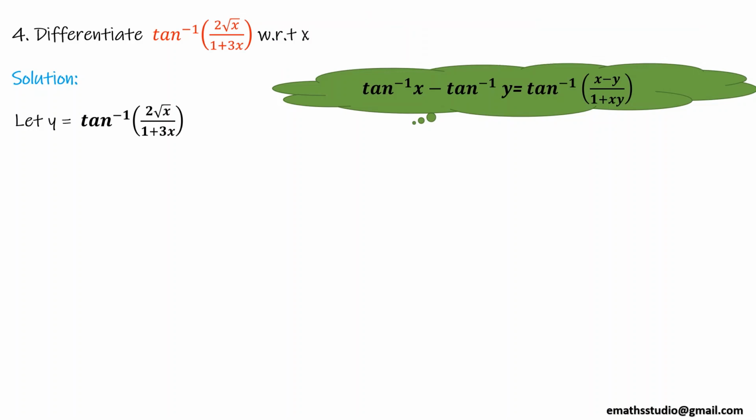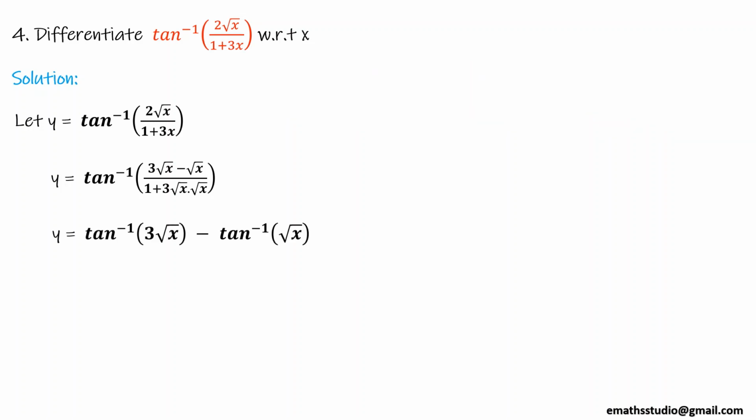Now, according to the second formula, the numerator should be the difference of two terms which have product in the denominator, xy, and this is x minus y. So now I am splitting the numerator 2 root x as 3 root x minus root x, while this 1 I kept the same, and plus 3 into x can be broken as root x into root x. Now if you understand, you can apply this formula and you can write this as y is equal to tan inverse of 3 root x minus tan inverse of root x. Now we can differentiate this with respect to x.